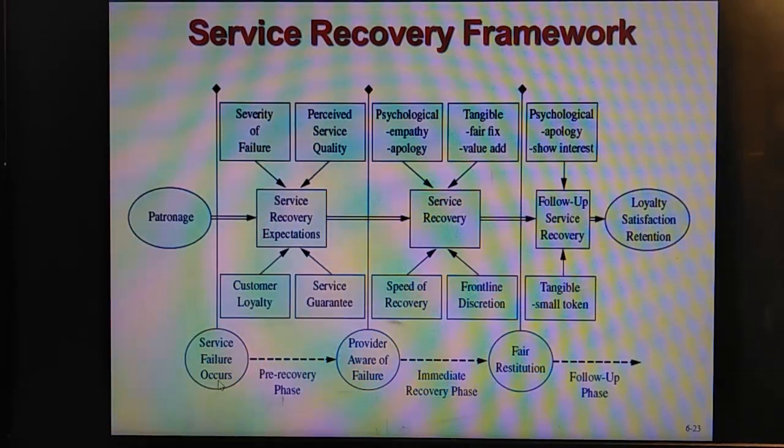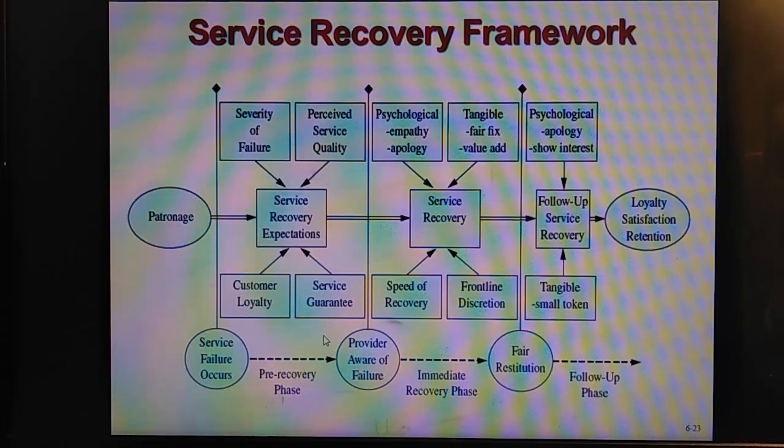From here, service failure occurs, and then the provider becomes aware of the failure. The service provider knows about the failure. And next, it goes to the apology, empathy, or psychology stage.